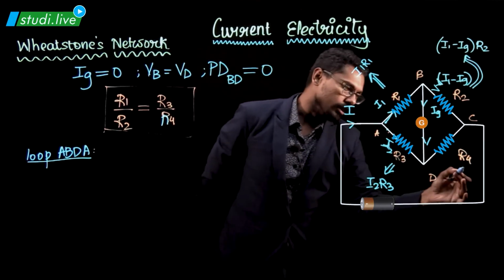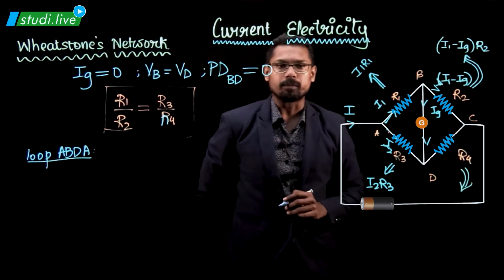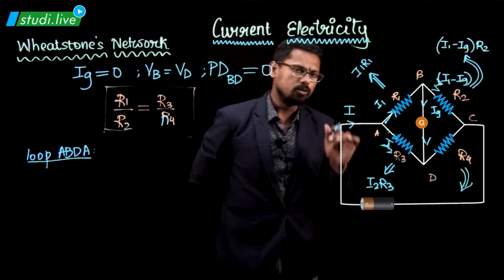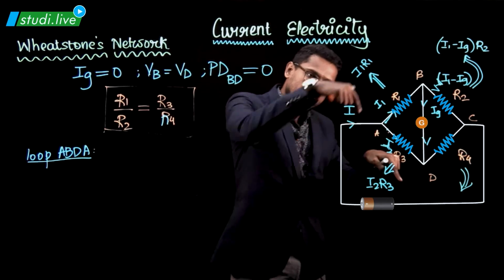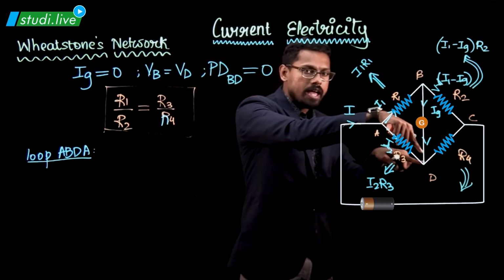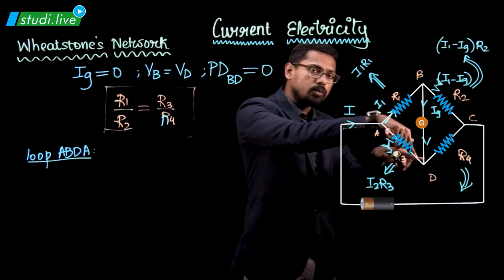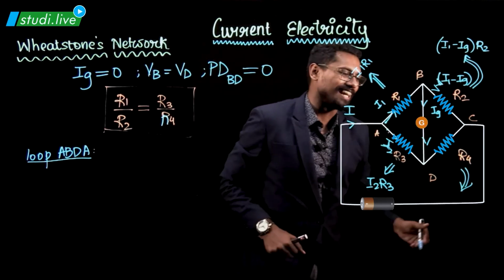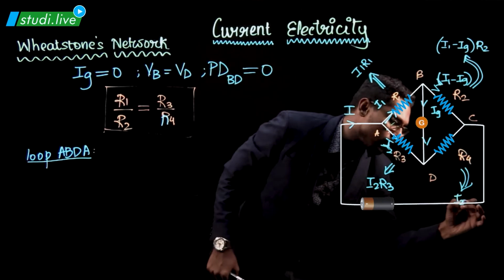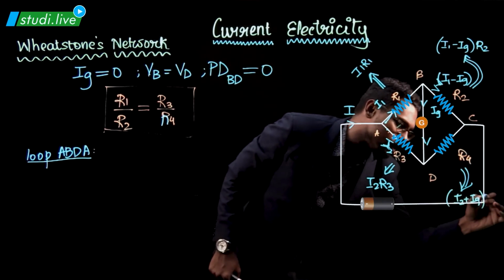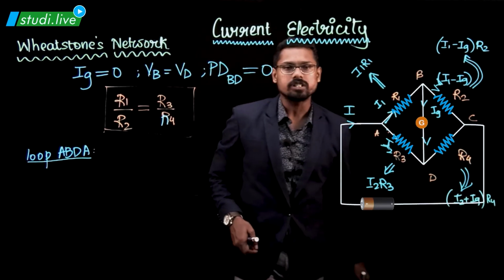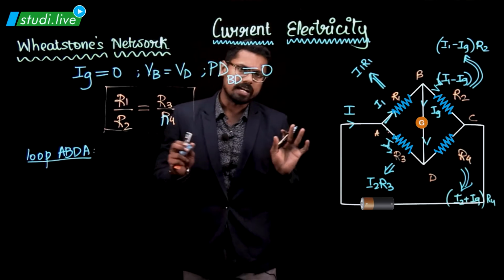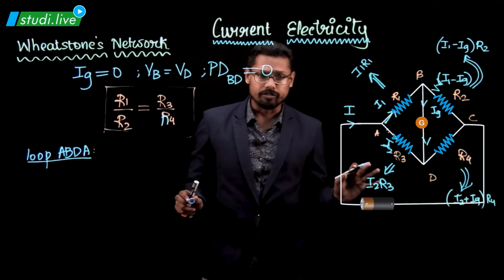Therefore, a potential difference of (I1 minus Ig) into R2 is created across R2. Similarly, you can also find the potential difference across R4. Here it is I2 and here it is Ig flowing towards B. At point B, both I2 and Ig meet and the same current flows towards C. So the potential difference of (I2 plus Ig) into R4 is created across resistance R4. That is simple, not too difficult.